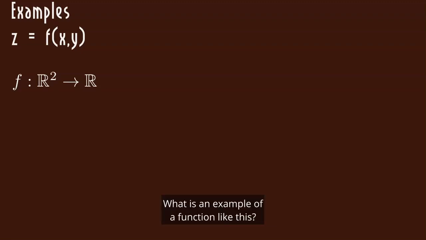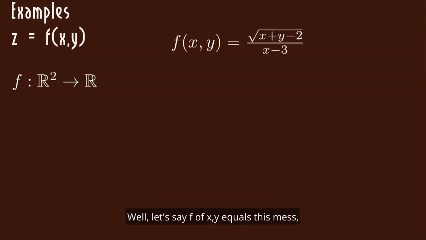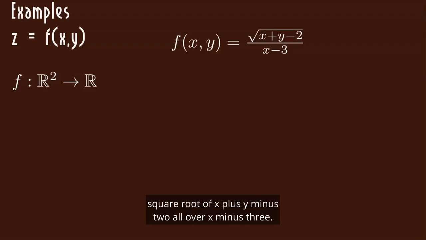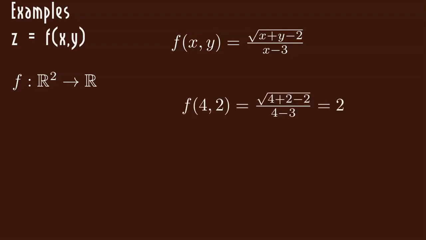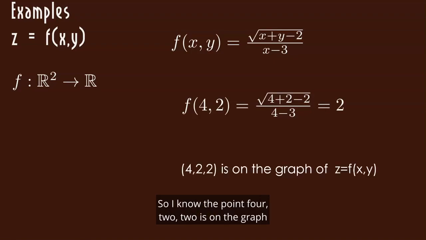So let's start. What is an example of a function like this? Well, let's say I have f of x, y equals this mess, square root of x plus y minus 2 all over x minus 3. If I want to know what f of a point is, say 4, 2, we just plug in like we always did. So f of 4, 2, plug in, simplify, I get a 2. What this means is x is 4, y is 2, z is 2. So I know the point 4, 2, 2 is on the graph of z equals f of x, y. So that's the first thing we learn about functions, how to plug things in and get something out.